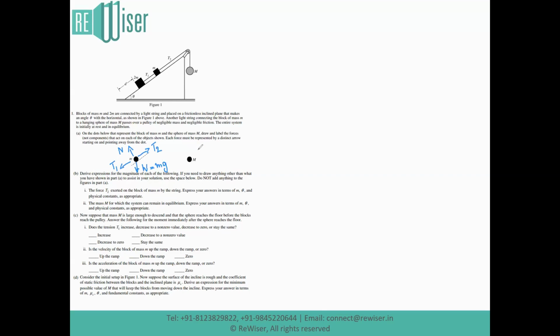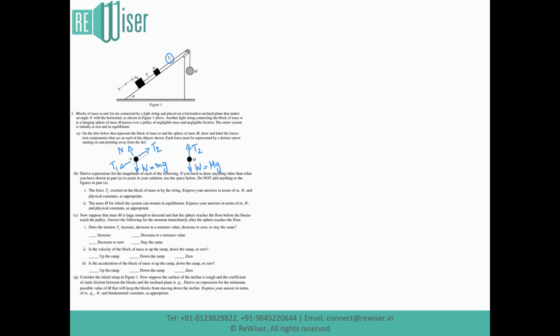Looking at the other sphere, it has just the translated tension T2 seen here, and it has its own weight W is equal to capital M into g acting downwards.